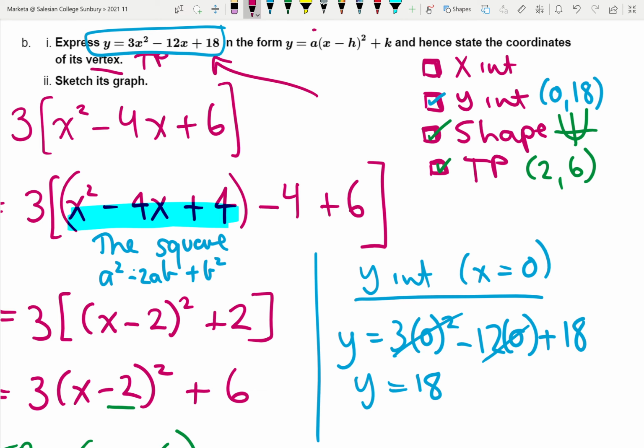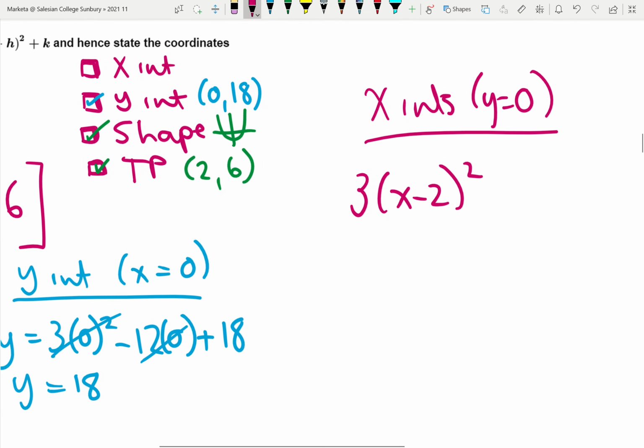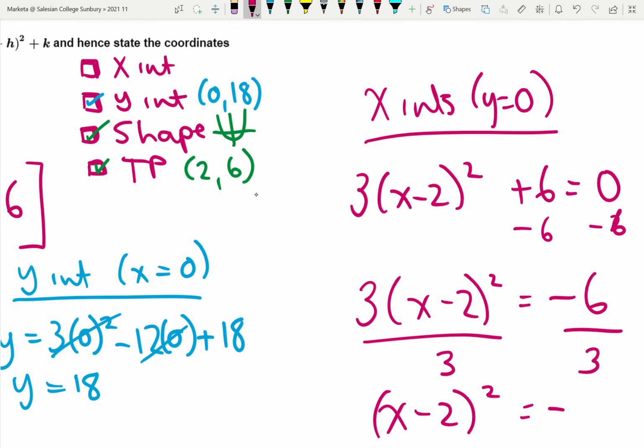So that will be easiest to do from turning point form. If we do it from the original form, we're going to need to cross-factorize, and that's fine, we can do that, but I feel that the turning point form is really quite easy to undo. So 3 times x minus 2 squared plus 6 equals 0. So it's minus 6 on both sides. So 3 times x minus 2 squared equals negative 6. Let's divide by 3 on both sides. We get x minus 2 squared equals negative 2.